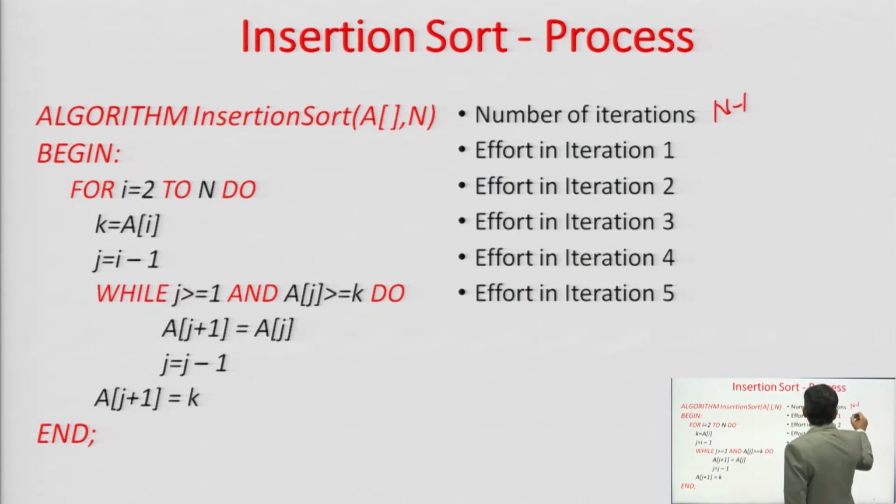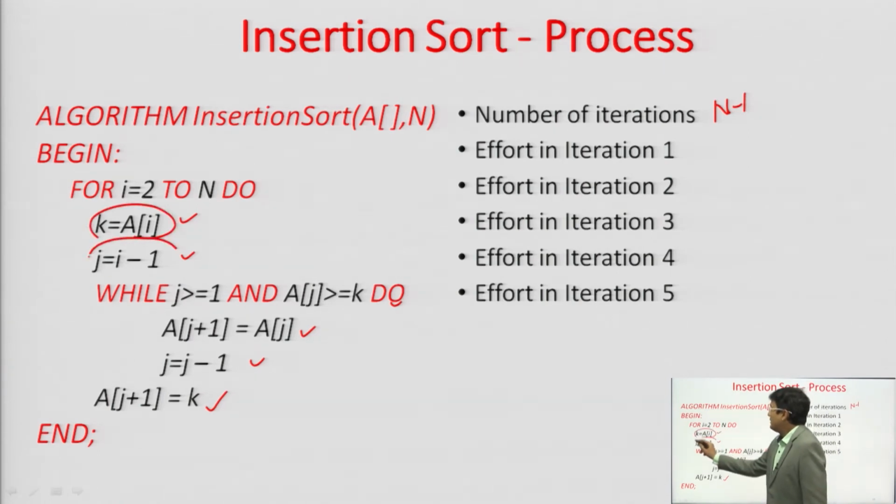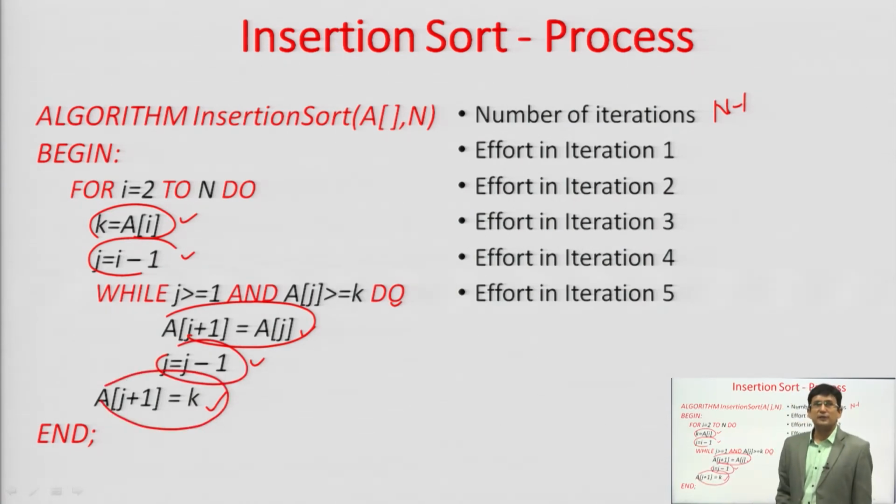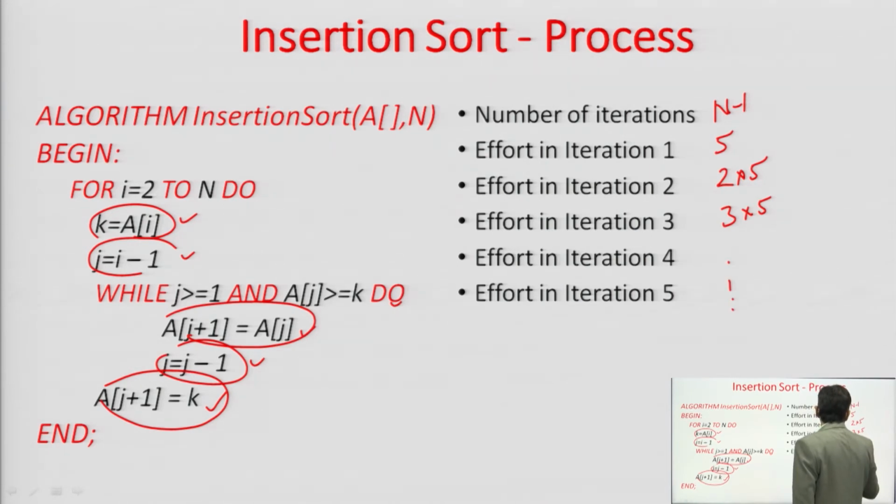Here you can say that the effort in the first iteration, if you count, this statement is compulsory, this statement is compulsory, this is a loop wherein we are making this, and finally this. So there are 5 statements which are compulsory here, 5 statements which are actually required for the insertion of the item. So in the first iteration we may require 5, in the second iteration we may require 2 into 5, in the third iteration we may require 3 into 5, and so on and so forth.